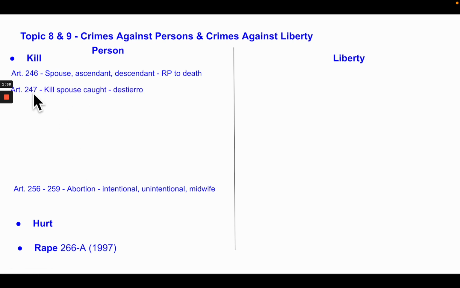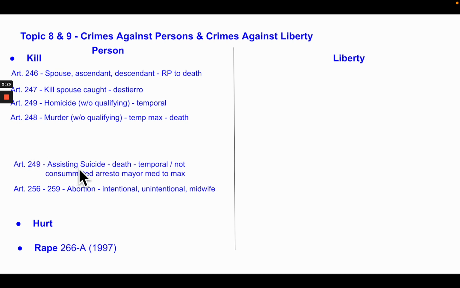Now, Article 247 talks about when you kill your spouse, it can be either the man or the woman, who is caught performing a sexual act with another person other than the spouse. There's a penalty of destierro. And then killing somebody without the qualifying circumstances will be called homicide. The penalty is reclusion temporal. But if the killing is committed with qualifying circumstances, we look at those listed in Article 248, it will become murder. The penalty is reclusion temporal maximum to death.